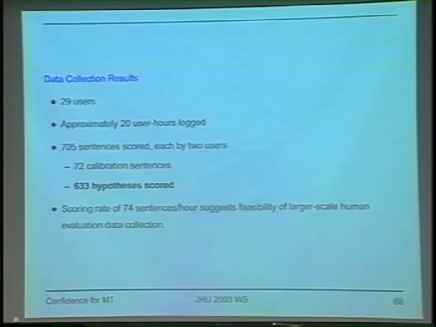So we ran this system during the course of the workshop. We asked and begged people to use it, and we were able to give it to 29 people. We got about 20 user hours logged, so people spent an average of a little under an hour, about 40 minutes. A total of 705 sentences were scored by 2 users. 72 of them were calibration sentences, put in there just to see if people were willing to give 1s and willing to give 5s. So we ended up with 633 hypotheses scored.